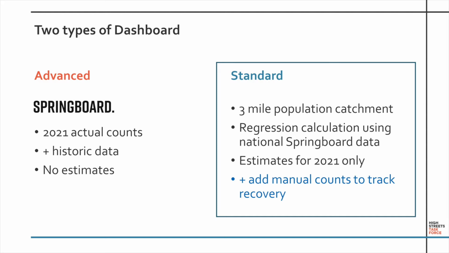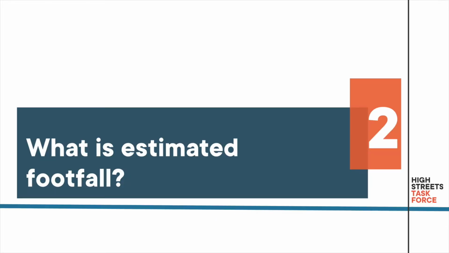Before we start, as a reminder, there are two types of dashboard available. You'll either be provided with an advanced or a standard dashboard. Advanced dashboards use actual footfall data collected by Springboard cameras if you have them in your location, and standard dashboards use estimated footfall data. Now, this video only concerns standard dashboards, so if you have an advanced dashboard, there's no need to watch any further. If you do have a standard dashboard, please continue watching and we'll start by explaining more about the estimated footfall data that you'll find within your dashboard.